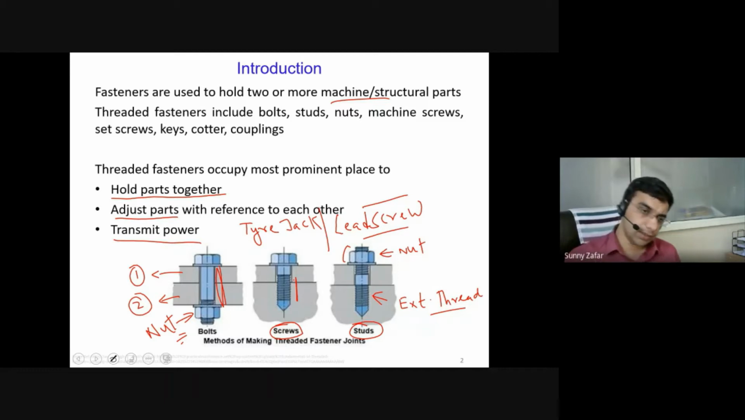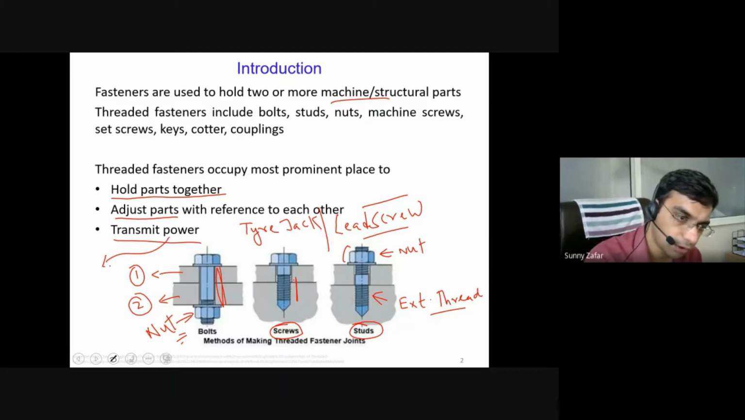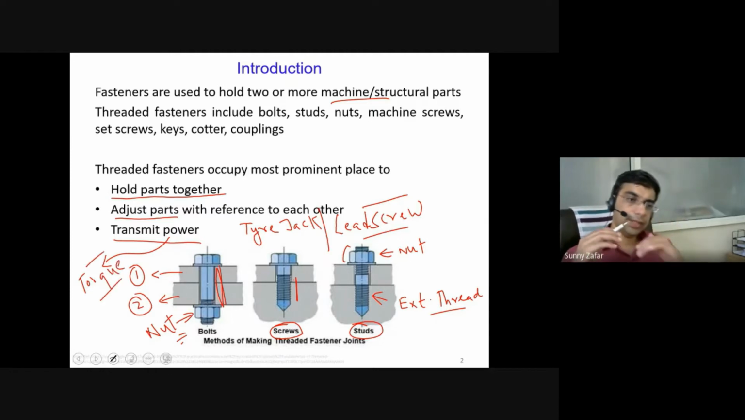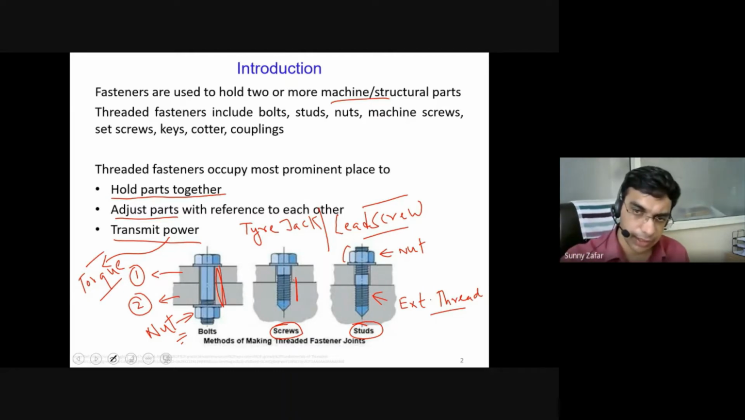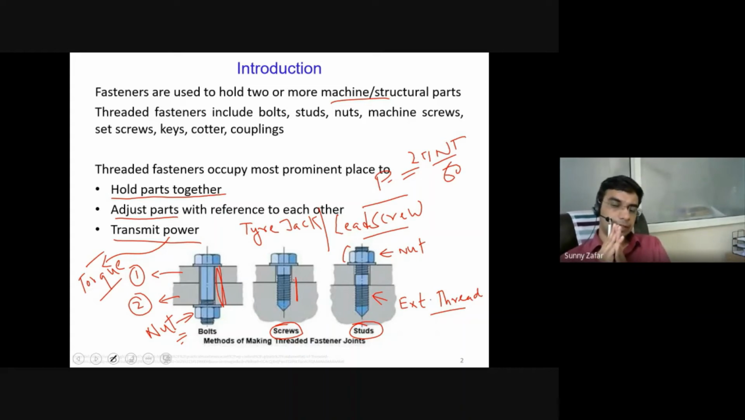Power here, what I mean is torque. In mostly rotational components where you are transmitting power, instead of power it is actually the torque which gets transmitted. And of course the torque can be expressed in the form of power, as we already know the formula: power equals 2 pi N T by 60. So in these scenarios also, threaded fasteners are used.